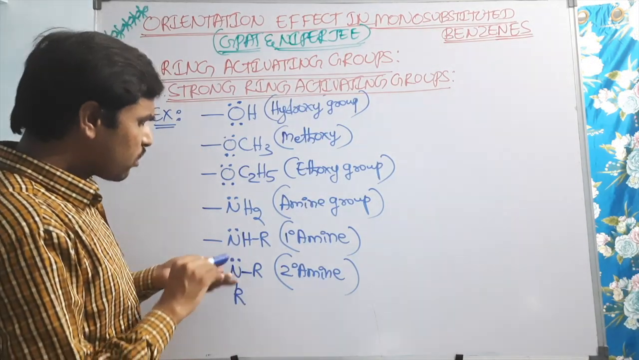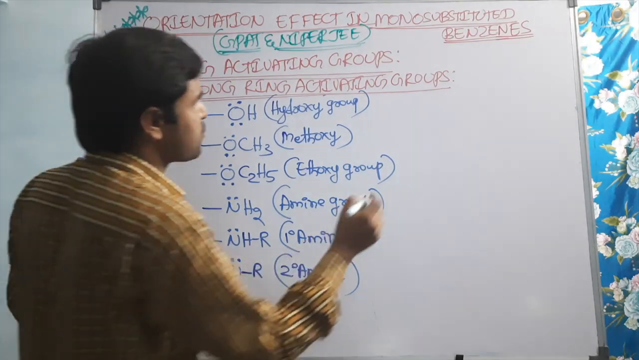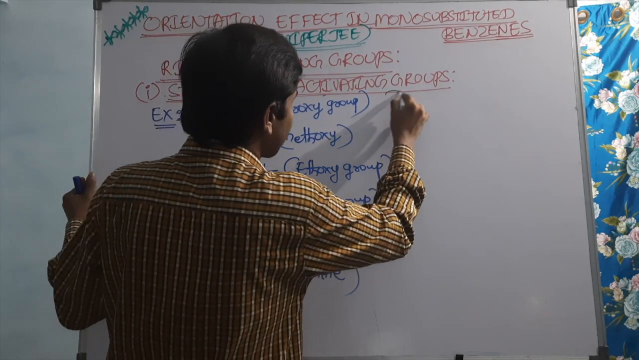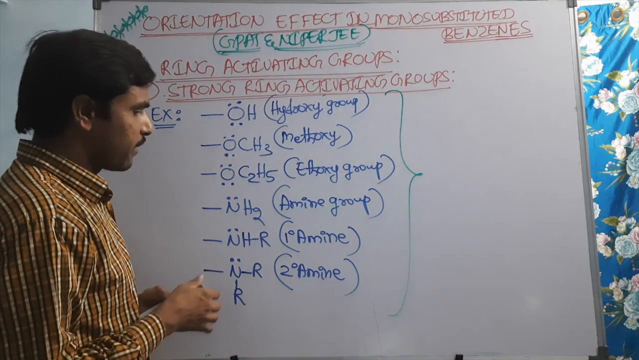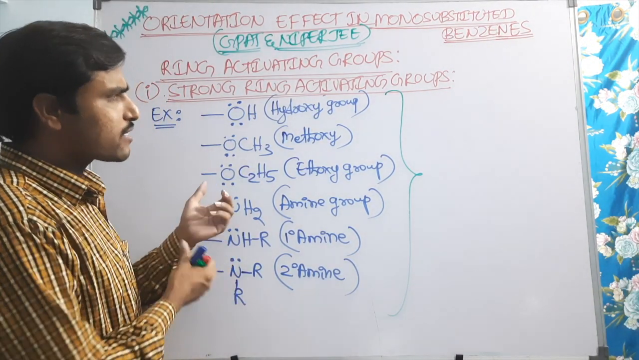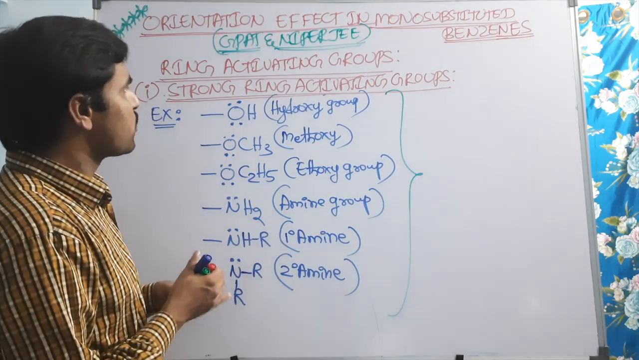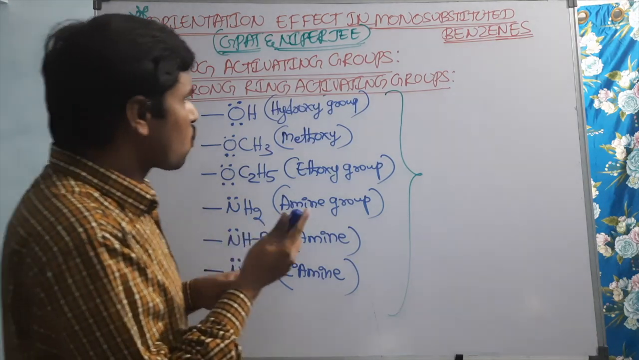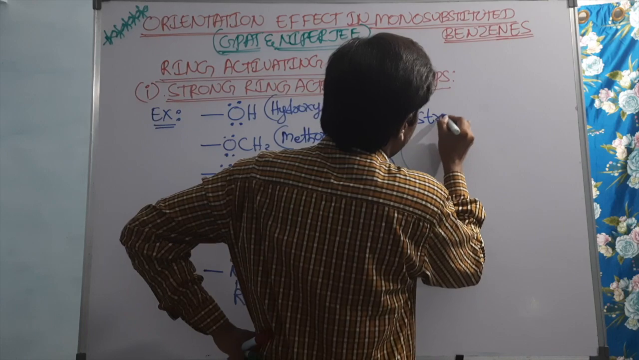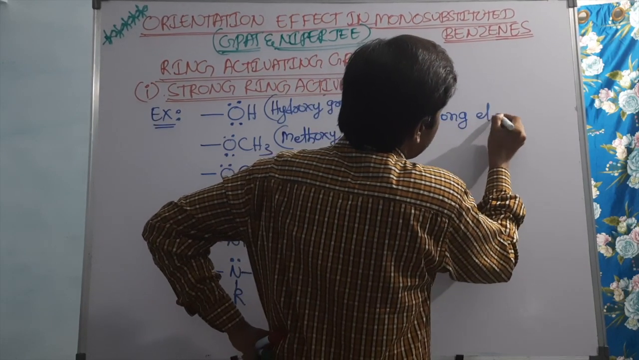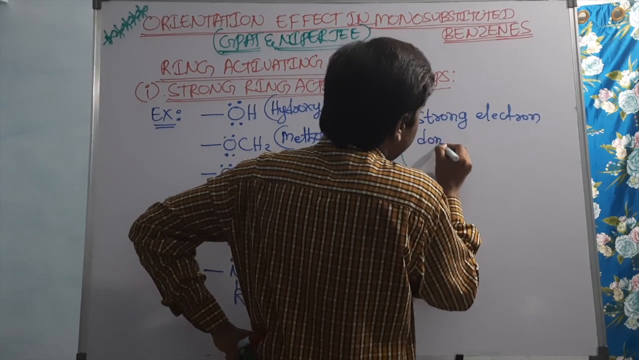All these compounds can act as strong ring activating groups. Why can these compounds act as strong ring activating groups? Because these compounds are strong electron donating groups.